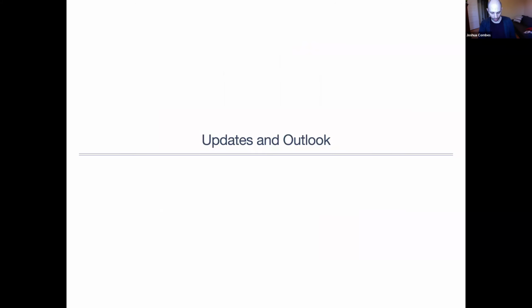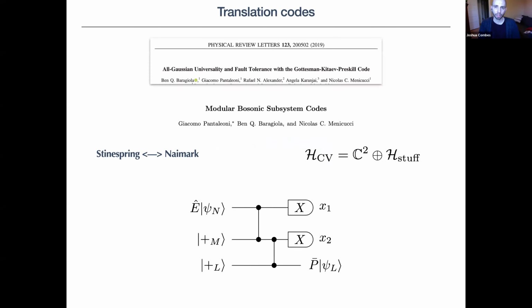Okay, so in the last couple of minutes, I might just breeze through some updates and outlooks for the field in general. So I spoke a little bit about these translation codes at the start, these GKP codes, and I think there's been two really cool results that have come out of Australia. This is work that Ben and Giacomo and Nick and Raf and Angela have done.